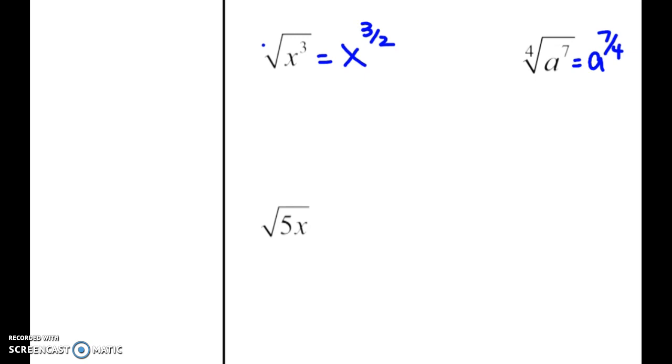And the last example I have here is this whole 5x underneath the square root. Well, I know it's the square root of 5x, so I know that that means to the 1/2 power. But notice both the 5 and the x are in there, so I need to put both of them in a set of parentheses to make sure that that 1/2 gets applied to both the 5 and the x.